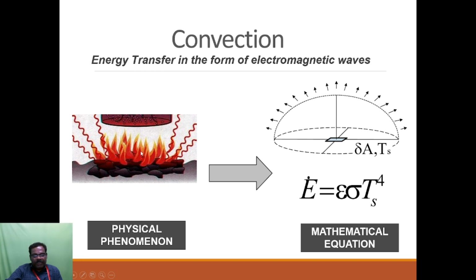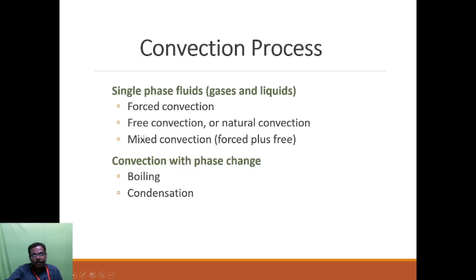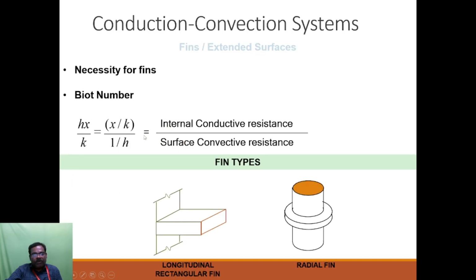This is the convection, and then energy transfer in the form of electromagnetic waves. You have a combined one. So considering conduction and convection, in most cases both modes will be taken into account. One mode of heat transfer is by conduction, another mode is convection. Both things will happen. An example is fins.